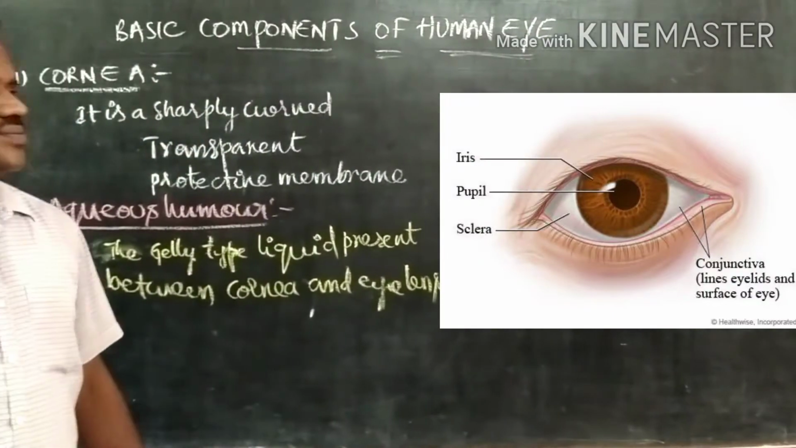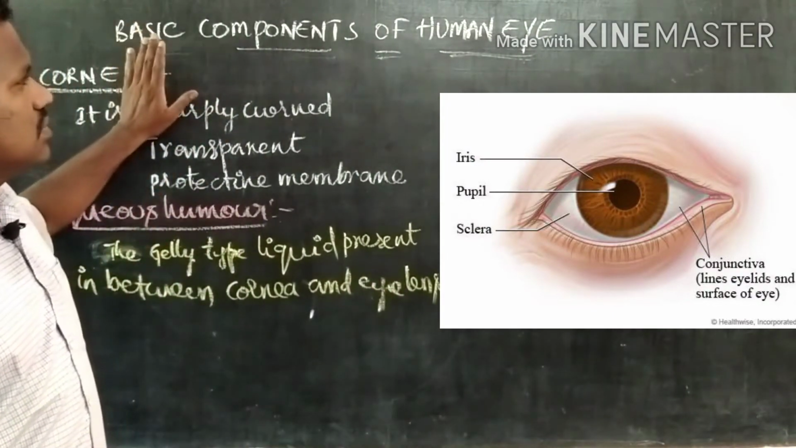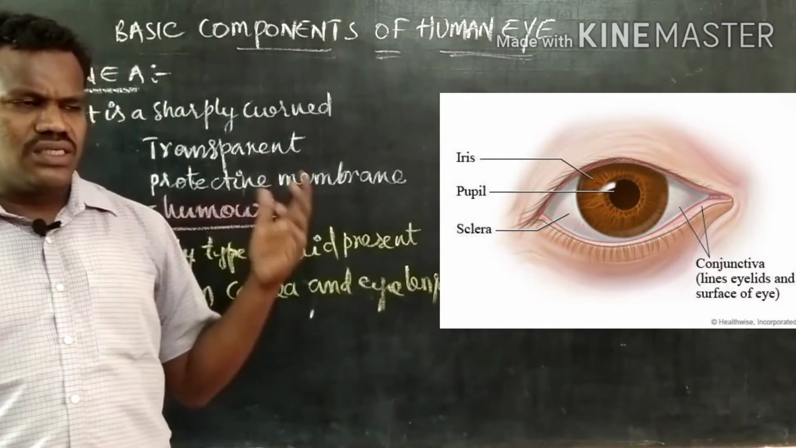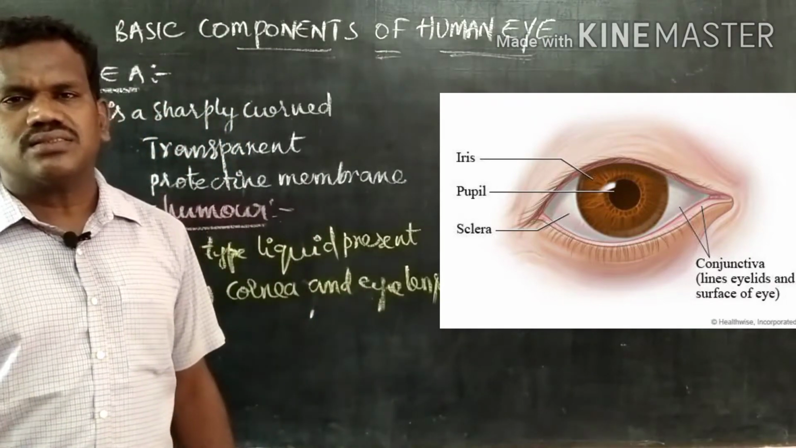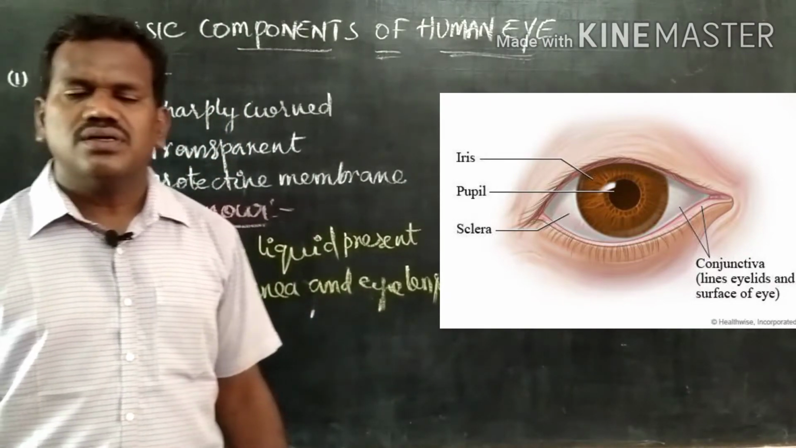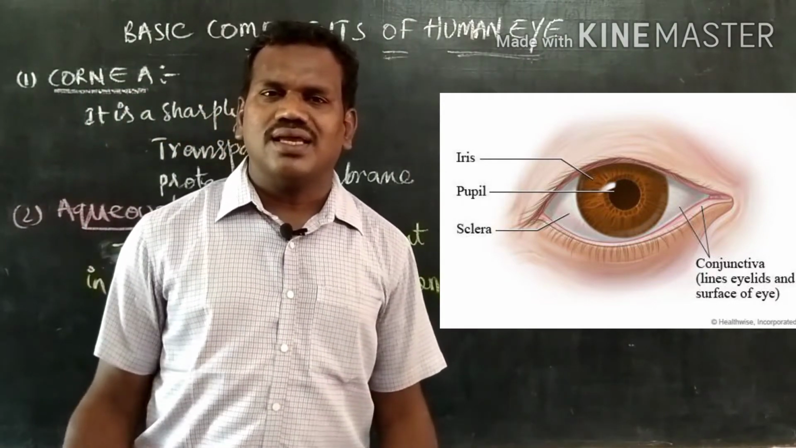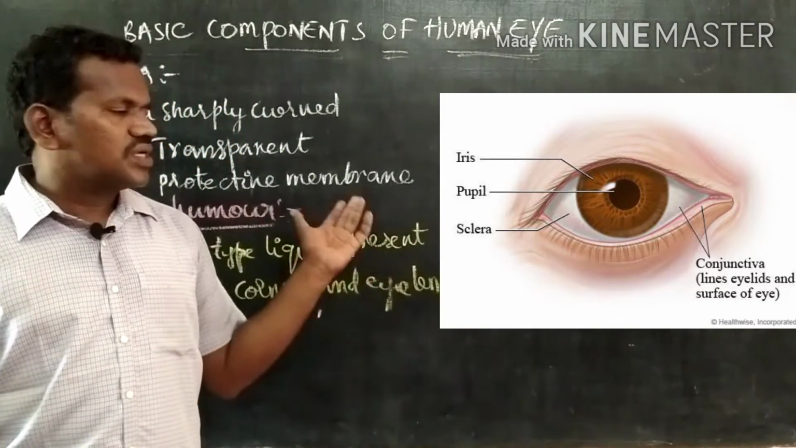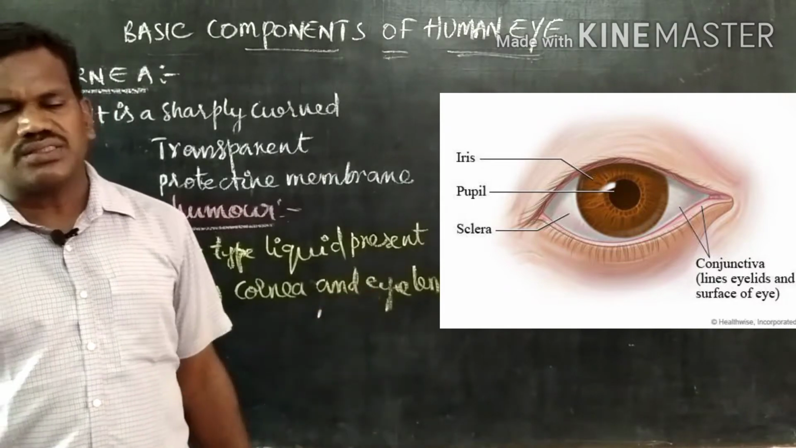Hi students, in this video we are going to discuss some basic components of the human eye. You learned these basic components of biology in detail in your lower classes. We are just going to recall them and see what the components are.